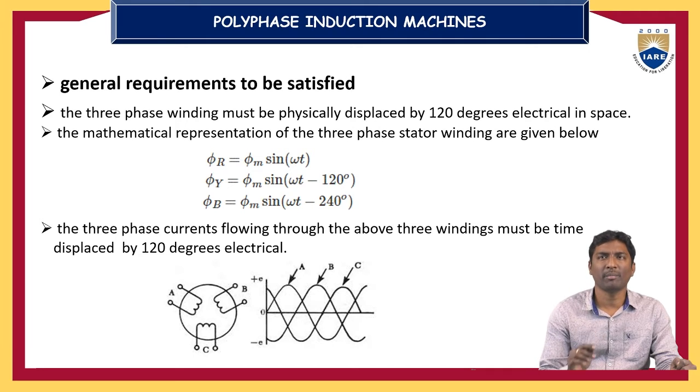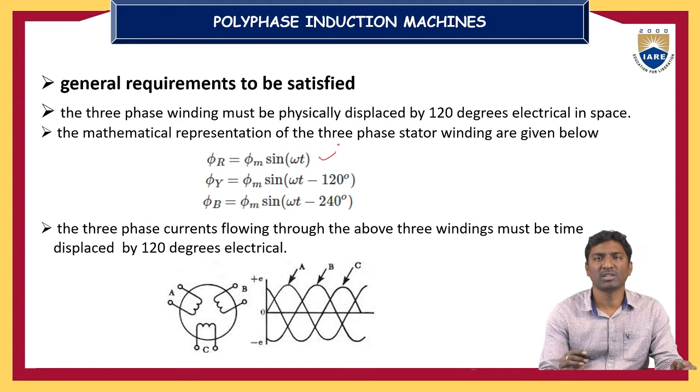That is the mathematical representation of these three phase stator windings. For example, I am taking here phi r, the R phase or Y phase, B phase, or A, B, C phases. You can take as you wish, but I am taking here R phase, Y phase, B phase. For example, phi r is equal to phi maximum into sine omega t.